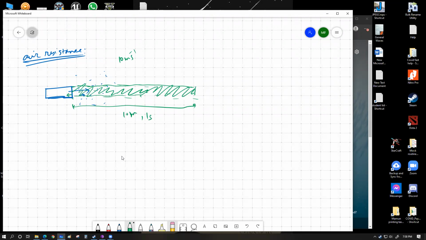You are seeing the side view, the two-dimensional representation of a three-dimensional happening. That's why you're only seeing a long rectangle that has a length of 10 meters. So within 1 second of time, the object is going to travel through this much distance, and it's going to collide with all the air particles which exist over here.